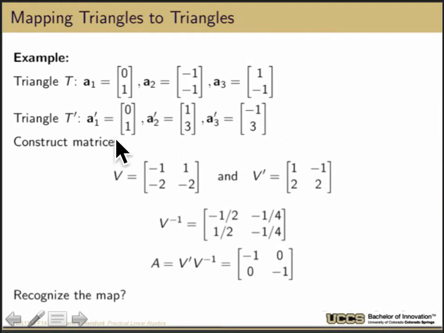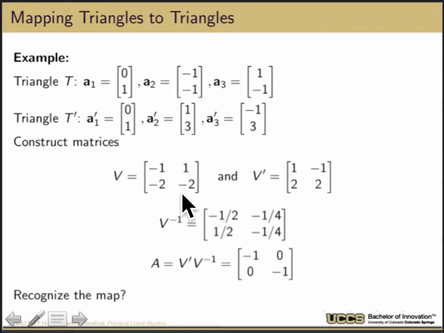So let's turn that into a numeric example. If our triangle is (0, 1), (-1, -1), and (1, -1), and I want to map that to (0, 1), so I'm going to leave this first vector alone, but then map A2 to (1, 3), and A3 to (-1, 3). If you're more visual, I encourage you now to pull out a piece of paper and draw what that looks like, so you understand totally what's going on.